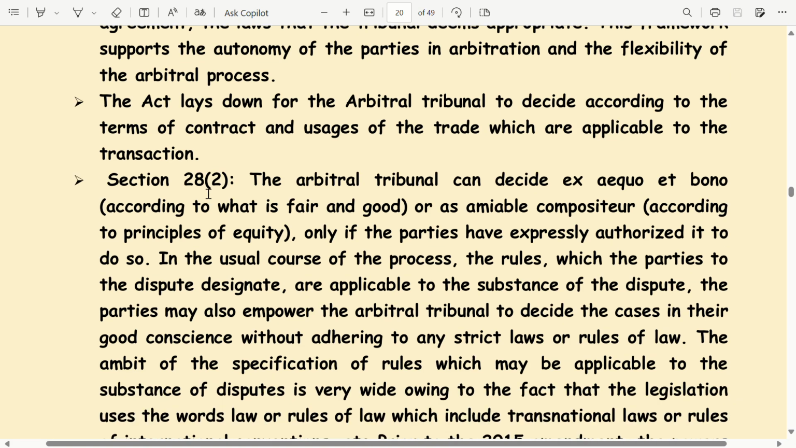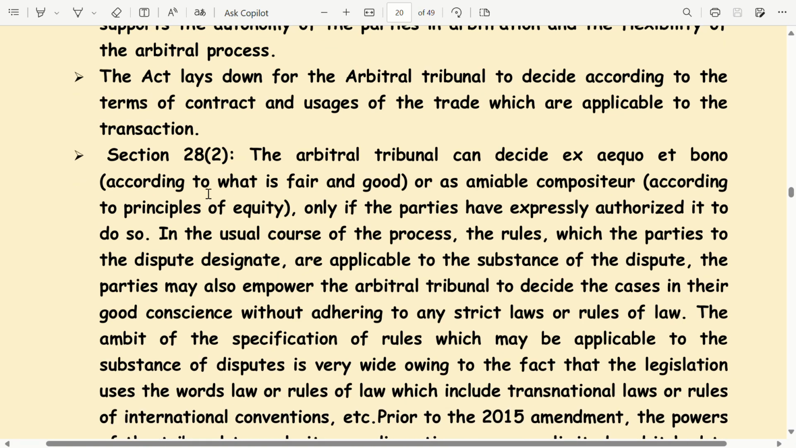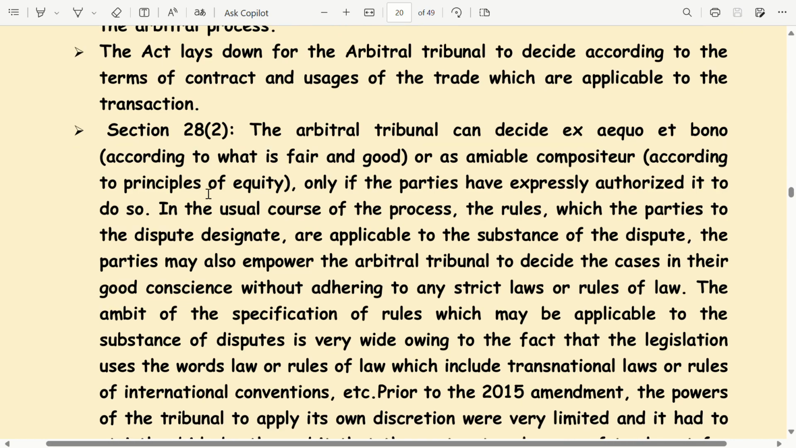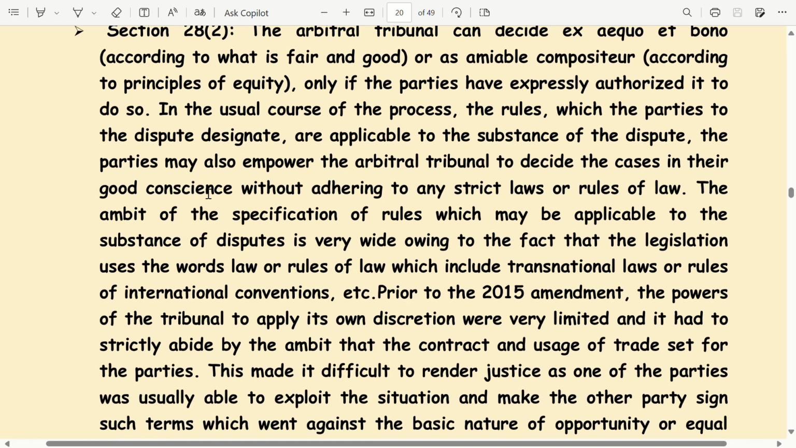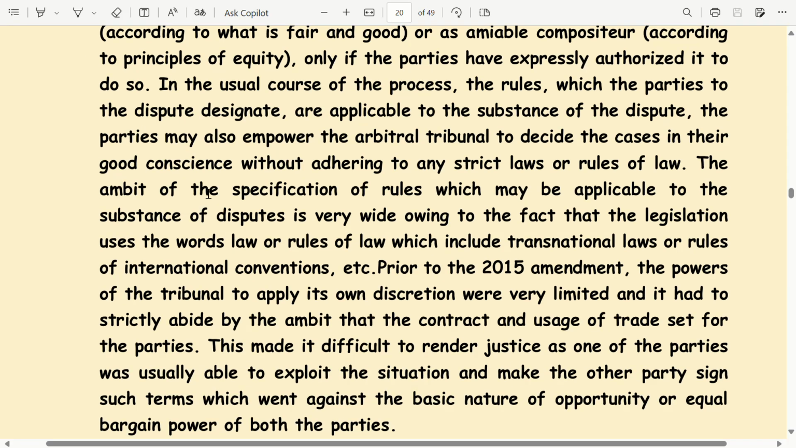Section 28 subsection 2. The arbitral tribunal can decide ex aequo et bono according to what is fair and good or as amiable compositeur according to the principles of equity. Only if the parties have expressly authorized it to do so. In the usual course of the process, the rules which the parties to the dispute designate are applicable to the substance of the dispute. The parties may also empower the arbitral tribunal to decide the cases in their good conscience without adhering to any strict laws or rule of law.